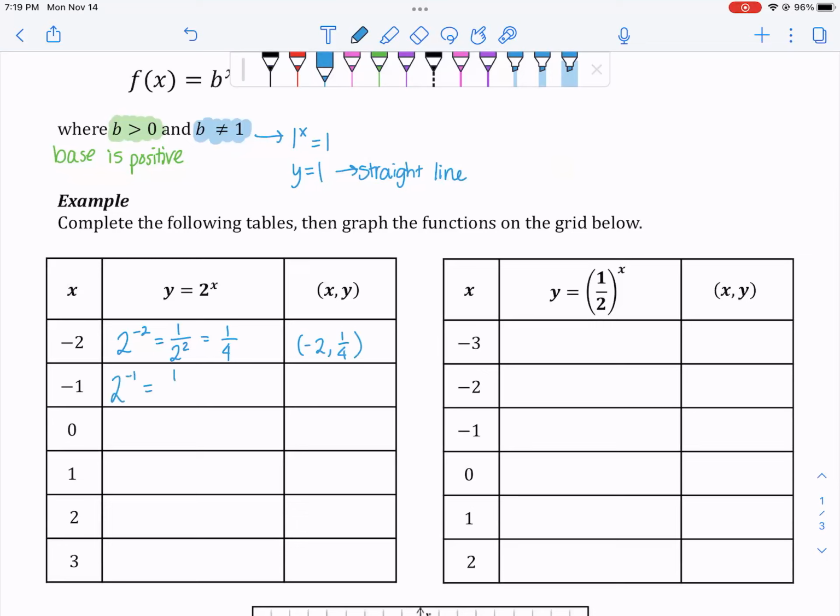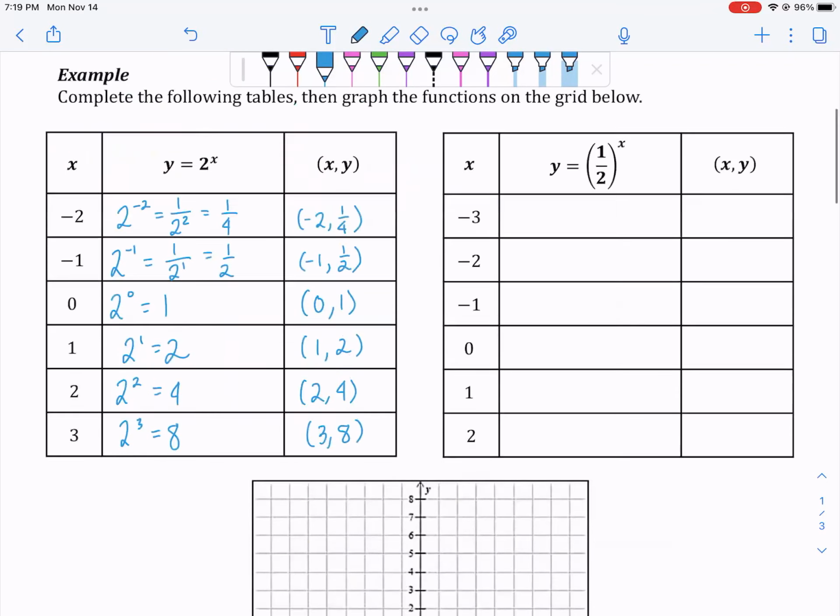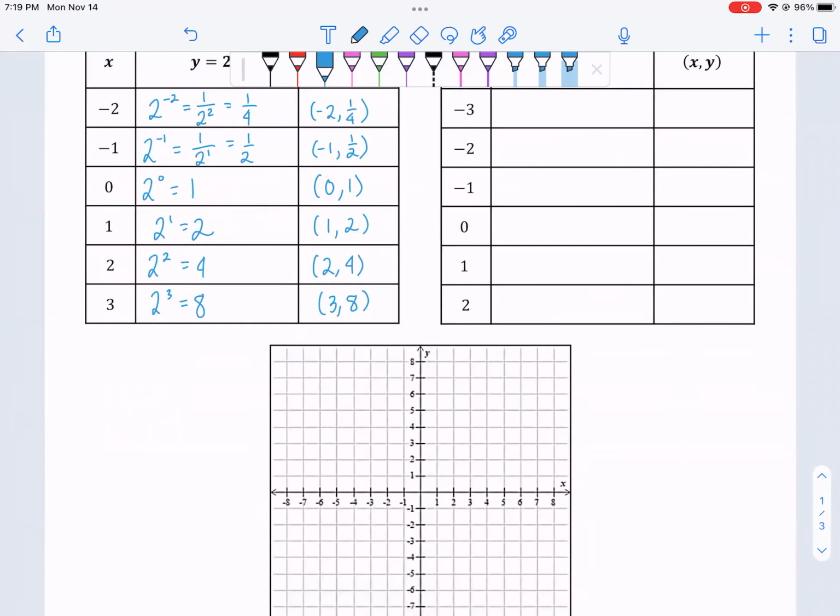2 to the -1 is the same as 1 over 2 to the first power, which is 1/2. So we have the point -1 comma 1/2. 2 to the 0 is 1. Anything to the 0 is 1, except for 0 itself. So you have 0 comma 1. 2 to the 1 is just 2. So we have 1 comma 2. 2 squared is 4. 2 comma 4. And 2 cubed is 8. 3 comma 8. So let's go ahead and plot. Let me go ahead and pause.